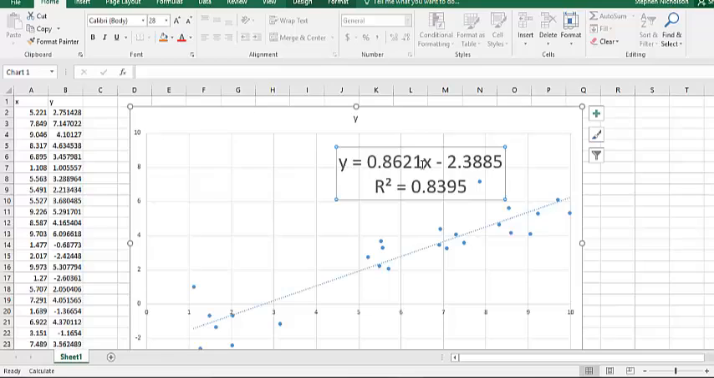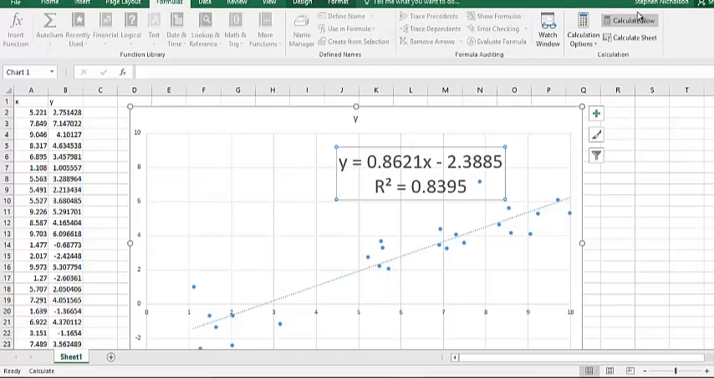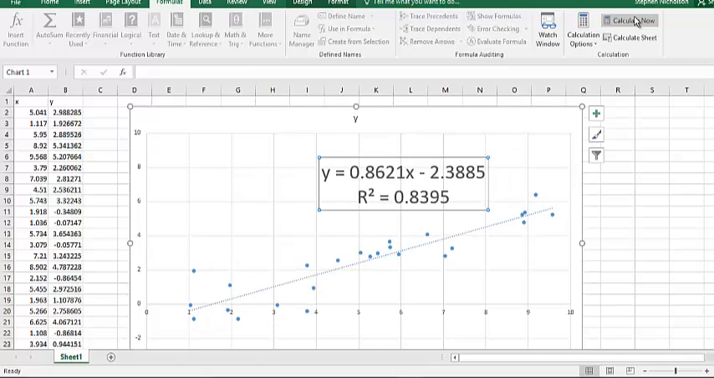And if I push F9 again and create another set of data, where did this go? Formulas. Here we go. Calculate now. So there's another random set of data, and you'll see this curve doesn't change too much when I randomly select these data. Again, this is the equation for the line that fits through there.